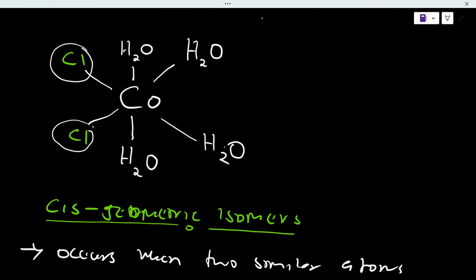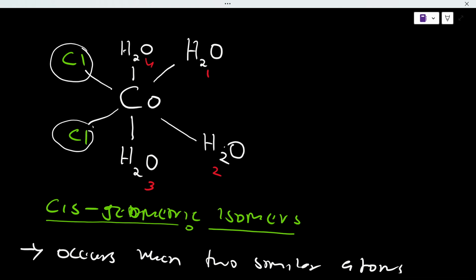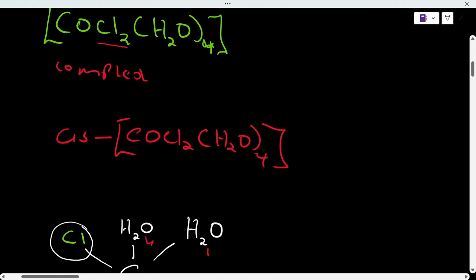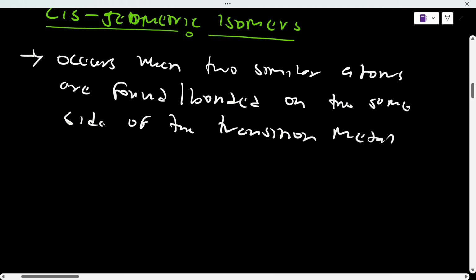The tetra are these. This is our first water molecule, the second, the third, and the fourth. Tetra means 4. Then tetra aqua cobalt 2 chloride is our example, in that case, to demonstrate cis geometric isomers exhibited by complexes.